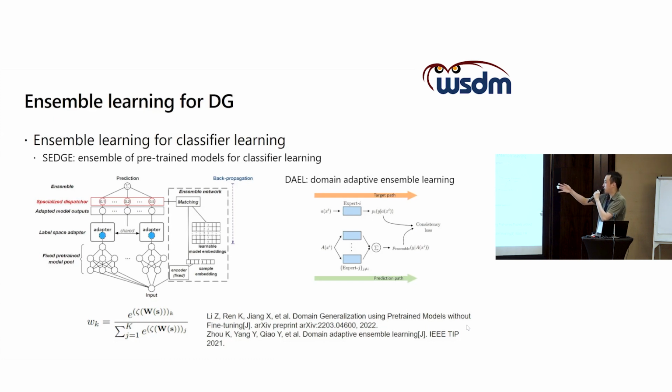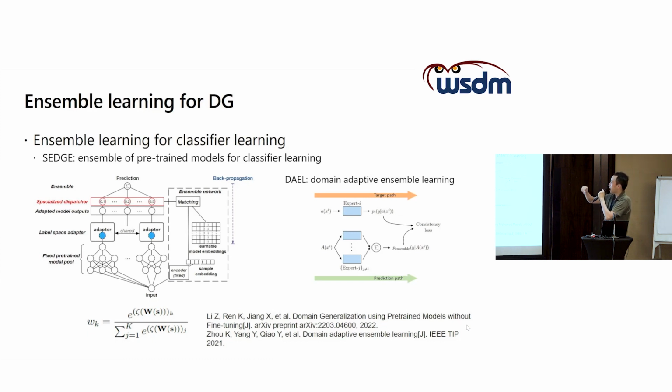So therefore, what they introduce is the adapters based on the pre-trained model, the output space of this pre-trained model, and then followed by this adapter, we can convert the label space from the pre-trained model to the label space of our targeted task, right? After that, the Ensemble network can also be introduced to aggregate the output from different pre-trained models for the final prediction. So that's how Ensemble learning can be applied, based on the classifier level.